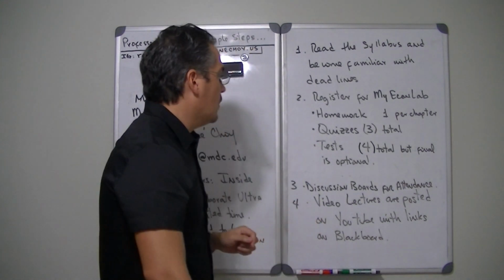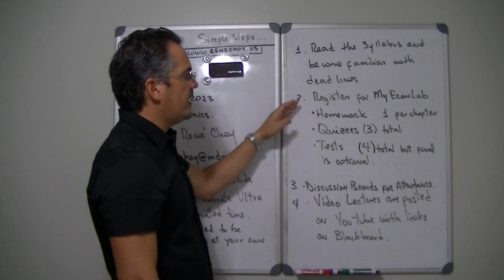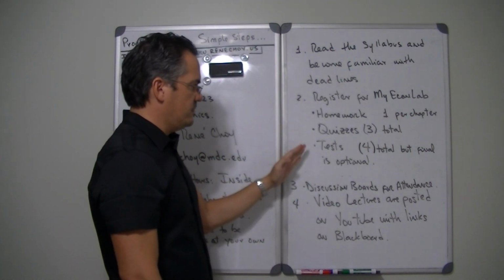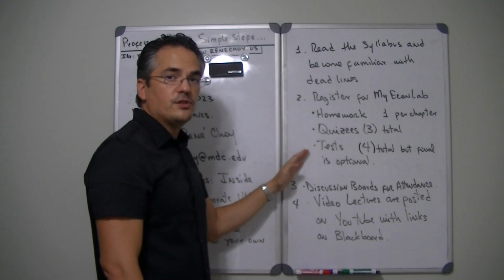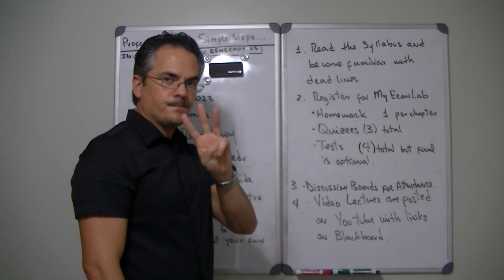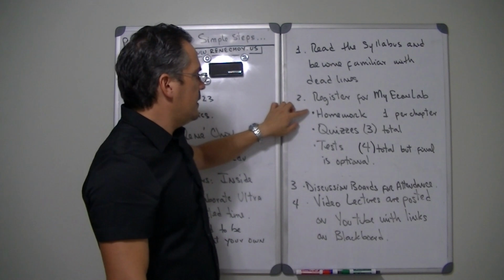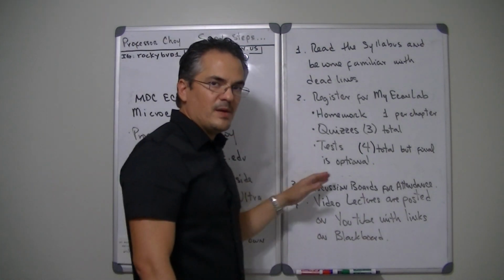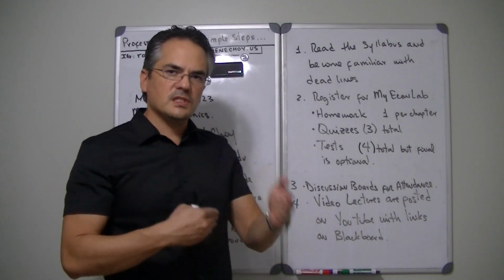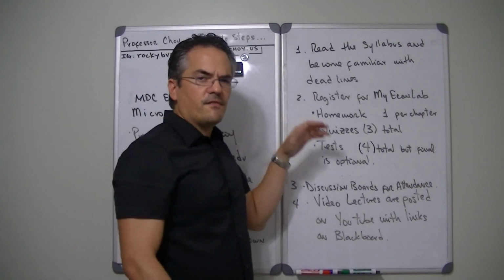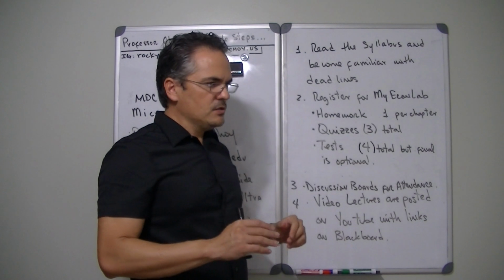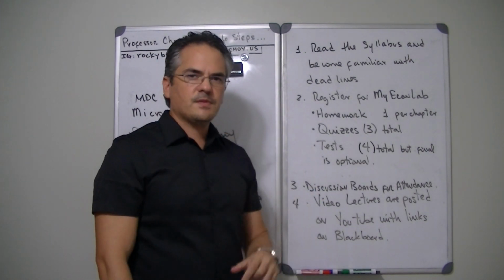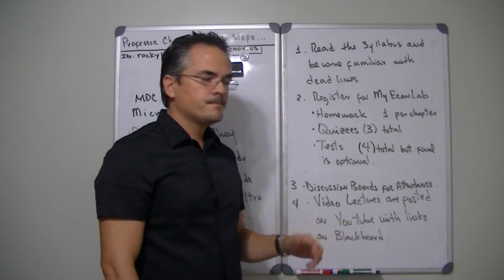Inside of My Econ Lab, you're going to find one homework per chapter, 3 quizzes, and a total of 4 exams, of which you have to take at least 3. This is designed to help you succeed. Homeworks are fairly easy to do, and there is 1 per chapter. You have 4 attempts and unlimited time to take them.